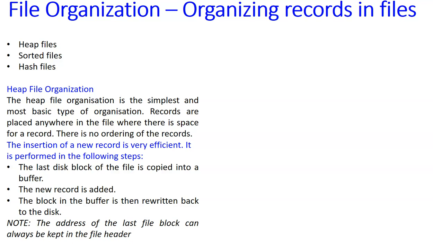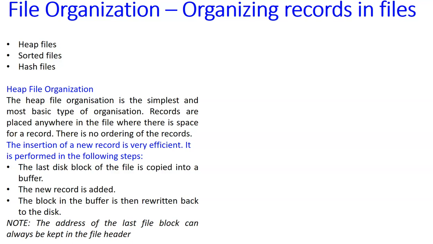And the insertion of the new record is done in the following steps. 1, the last disk block of the file is copied into the buffer. In other words, you have different blocks on your disk, and the one that has free space is where we're going to have our record dumped. So this disk block is copied into the buffer or the memory. A new record is added to that particular block, and then the block in the buffer is rewritten back onto the disk. So that is the process.